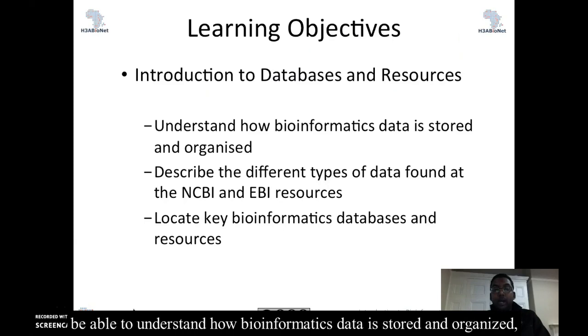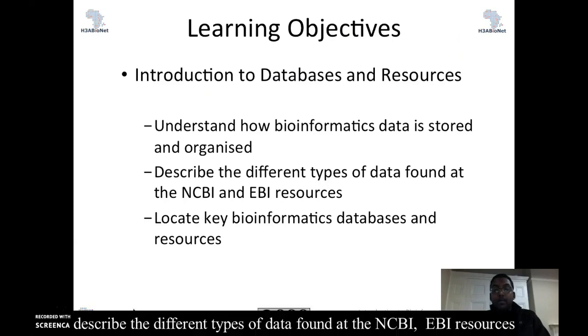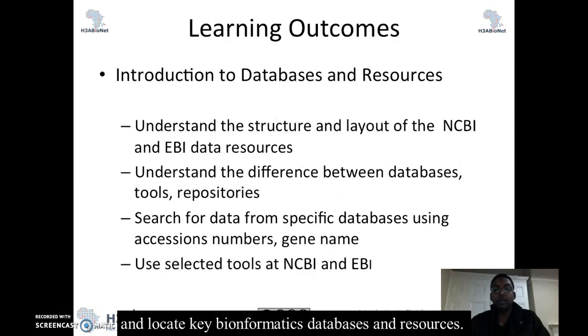By the end of this lecture and practical session, we hope that you'll be able to understand how bioinformatics data is stored and organized, describe the different types of data found at the NCBI and EBI resources, and locate key bioinformatics databases and resources.